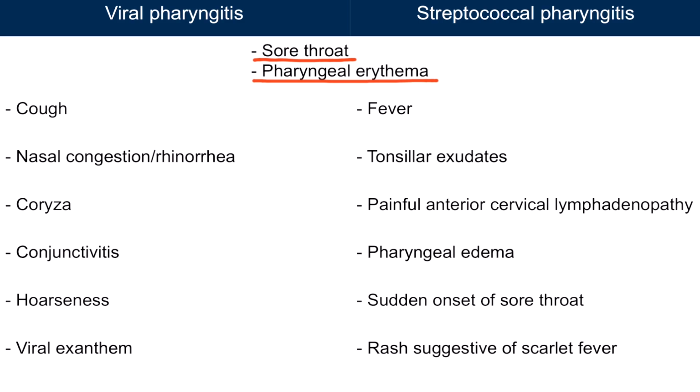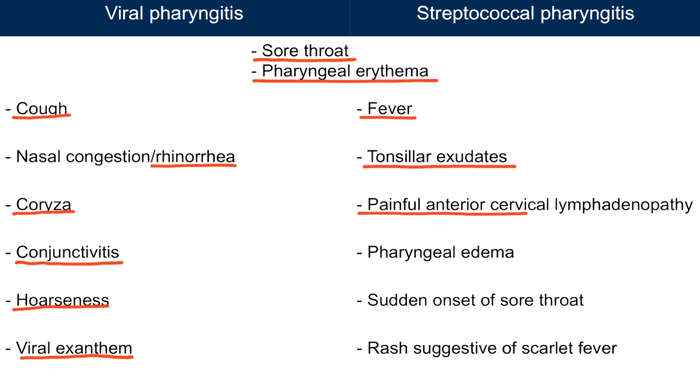Patients with viral pharyngitis are more likely to exhibit cough, nasal congestion, or rhinorrhea, coryza, conjunctivitis, hoarseness, and a viral exanthem. Patients with streptococcal pharyngitis, on the other hand, are more likely to exhibit fever, tonsillar exudates, painful anterior cervical lymphadenopathy, pharyngeal edema, sudden onset of a sore throat, and a rash suggestive of scarlet fever.